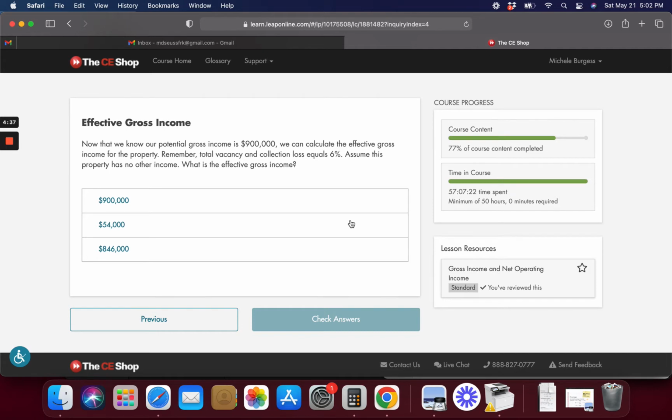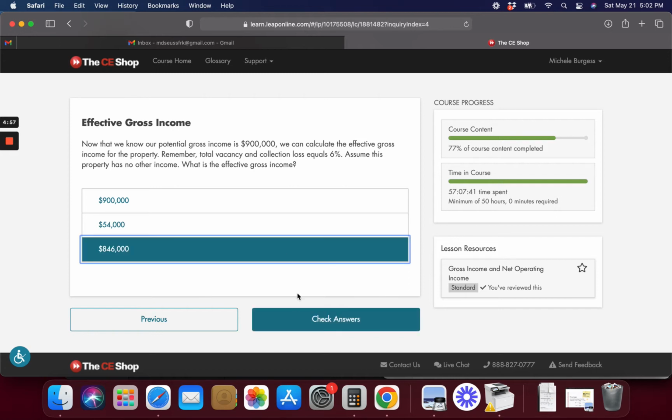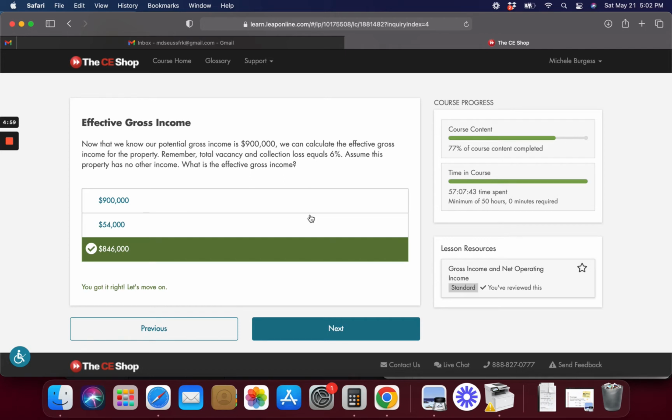Okay. Now that we know our potential gross income is $900,000, we can collect the effective gross income. Remember, the total vacancy and collection equals 6%. Assuming this property has no other income, what is the effective gross income? All right, now this was kind of a process of elimination here. We know it's not 54 because that's way too low. And we know effective is some loss, so it can't be 900. So hopefully the questions on the test will be this easy.